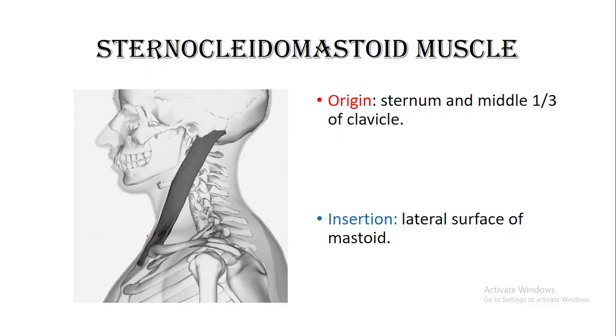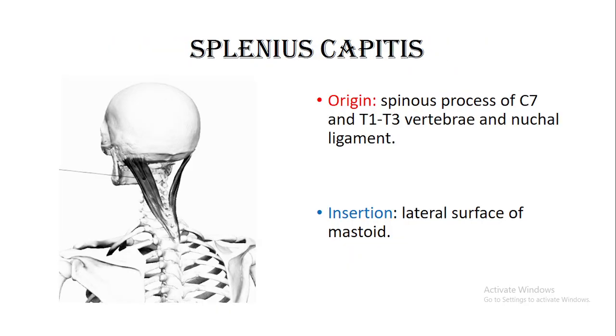Next is the sternocleidomastoid muscle. So sternocleidomastoid muscle, as the name suggests, it gets originated from the sternum and the middle one third of the clavicle, and then the fibers run superiorly and posteriorly, and it gets inserted into the mastoid process, lateral surface of the mastoid process.